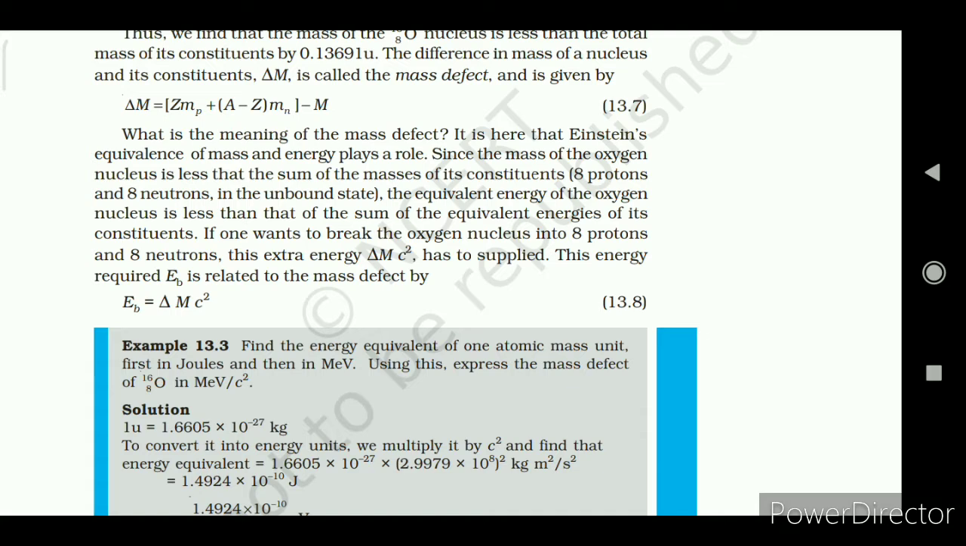Number 4. Consider two very light nuclei of A less than or equal to 10 joining to form a heavier nucleus. The binding energy per nucleon increases. 13.5 Nuclear force.